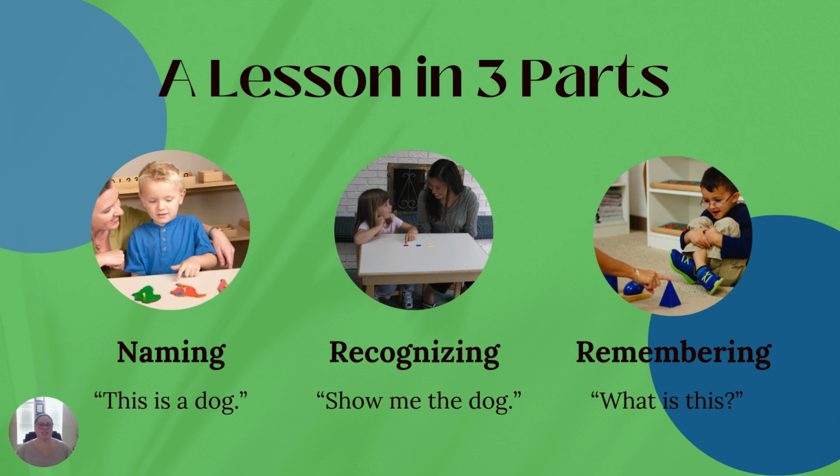At its most basic, the three-period lesson is simply a lesson in three parts. In simple terms, the three steps or periods are: 1. Naming, or the introduction phase. This is a dog. 2. The recognition or identification phase. Show me the dog. And 3. The remembering or cognition phase, the recall period. What is this?